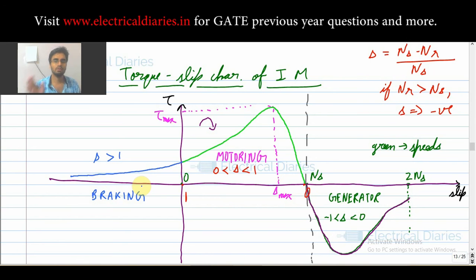So that is the whole idea of the torque-slip characteristics of the induction motor. This characteristic should always be in your mind, and it will be very helpful in many questions.